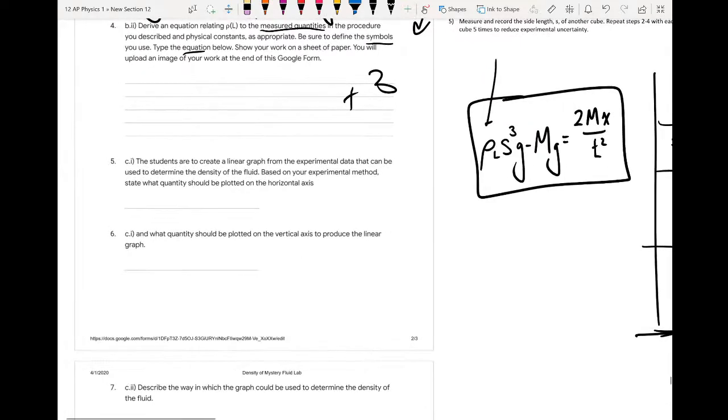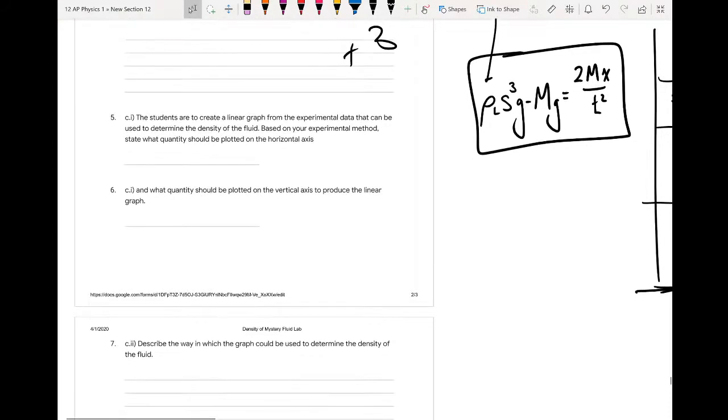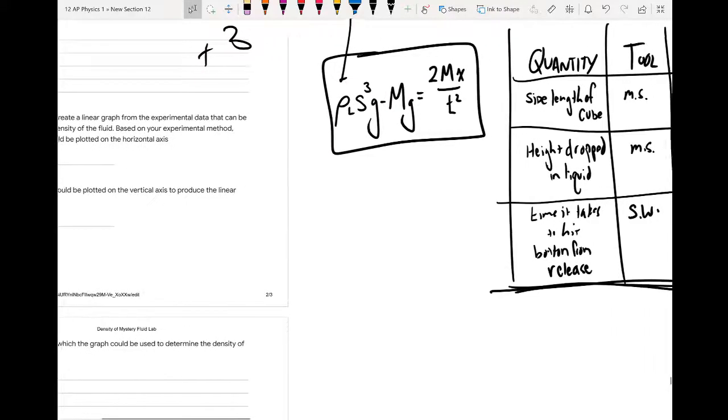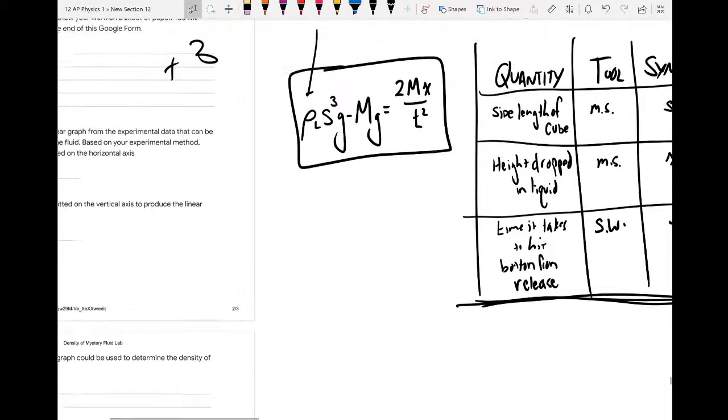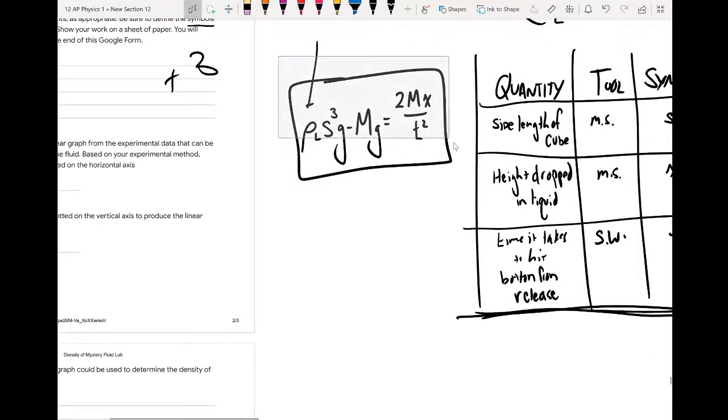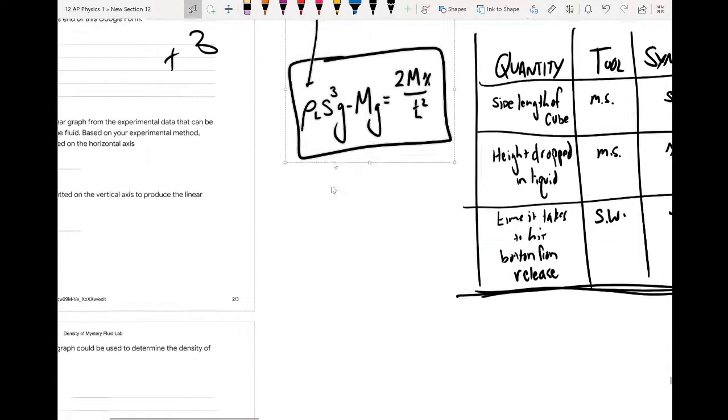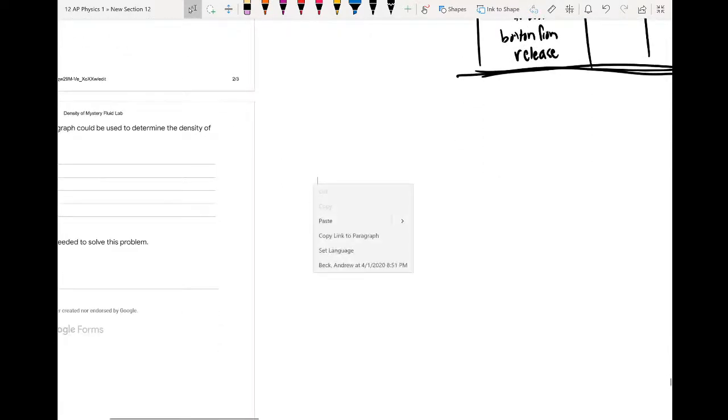So students are to create a linear graph from the experimental data that can be used to determine the density of the fluid based on your experimental method. State what quantity should be plotted on the horizontal axis and what should be plotted on the vertical axis. So this is where it gets a little bit weird and awkward, and where we have a split in terms of my experiment and their experiment.